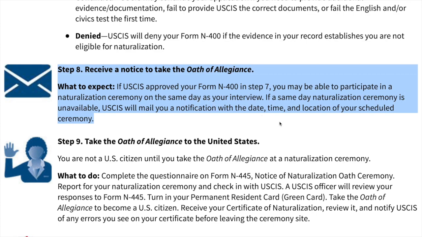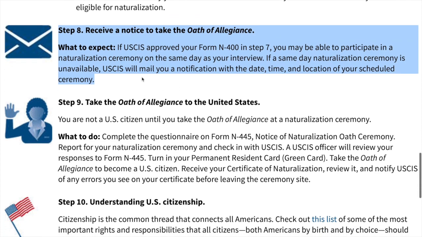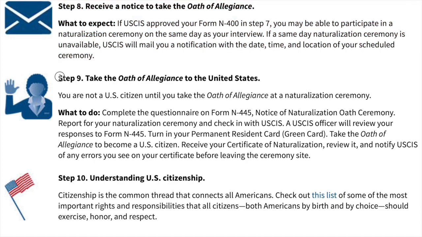If a same-day naturalization ceremony is unavailable, the government will mail you a notification with the date, time, and location of your scheduled ceremony. It's an alternative ceremony. It's still the same thing, still carries the same weight. You will become a citizen. Now let's go on to step 9.